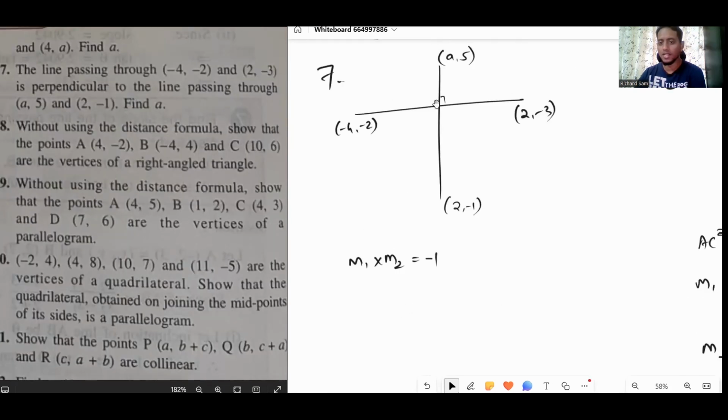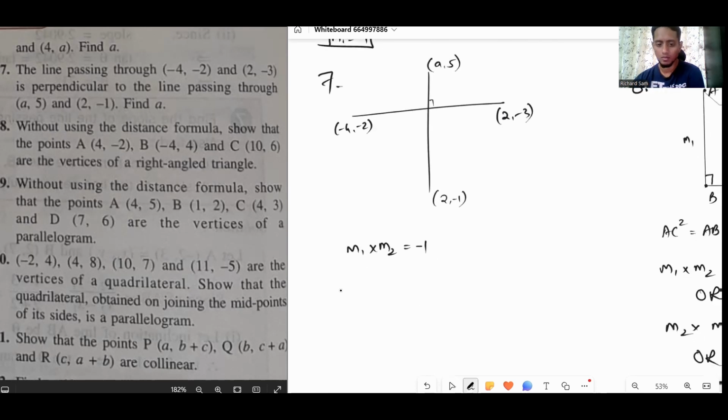So for this question, what did you get for m1? And the second slope? Where's the A? There's no A. What is the slope of this line? You're supposed to find both the slopes. The first slope you'll get as a proper number because there is no A in it. The second one you'll get an A in it because there is an A.